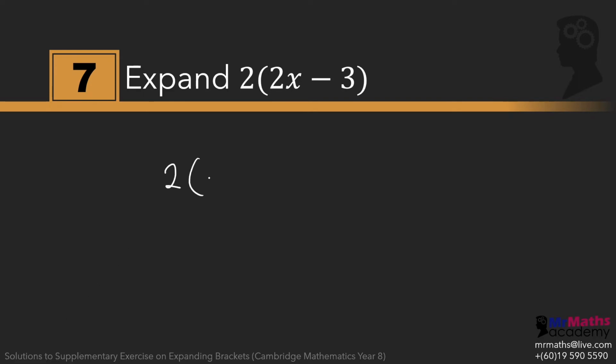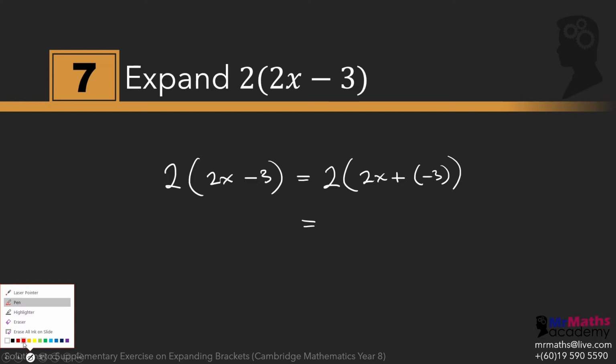Expand 2 times 2x minus 3. Okay, I would like to enclose minus 3 inside another bracket. So I modified it to become 2 times 2x plus, and then minus 3 separately. And I'm going to put everything connected by a plus. All right. So now we can multiply each term inside the bracket with the term outside of it.